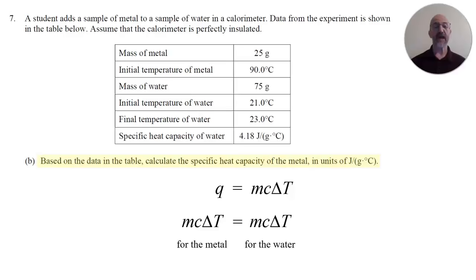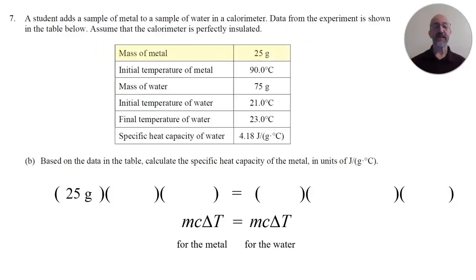So what I have is m times c times delta T for the metal is equal to m times c times delta T for the water. And the only quantity out of these 6 quantities that I don't know is c, or the specific heat capacity for the metal. So that's what I'm trying to calculate in part B of question 7. So the m for the metal is 25 grams. The c, or the specific heat capacity of the metal, is, well, we don't know. That's what we're trying to find.